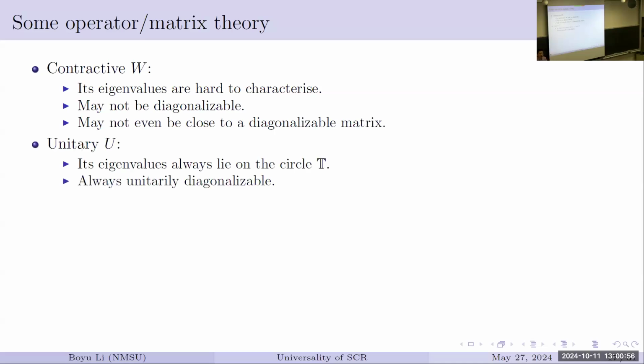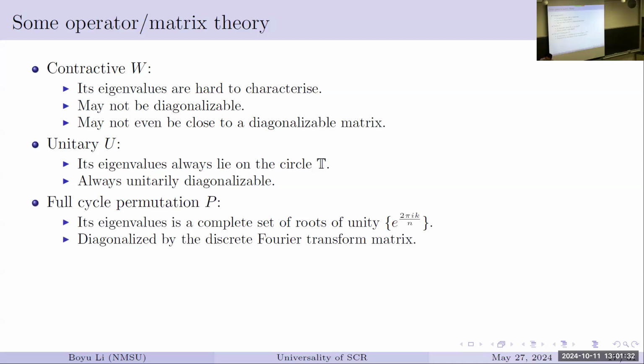On the other hand, unitaries are a lot nicer. We know their eigenvalues are always on the circle. Not only that, they're unitarily diagonalizable. It's not only diagonalizable, I can find a unitary matrix to make it diagonal. So that's pretty nice. Imagine you use a similarity matrix; a lot of times the similarity matrix may be hard to control, its norm itself may be high. But a unitary is unitarily diagonalizable, so this is a lot nicer. So you see they have much better properties compared to contractions.